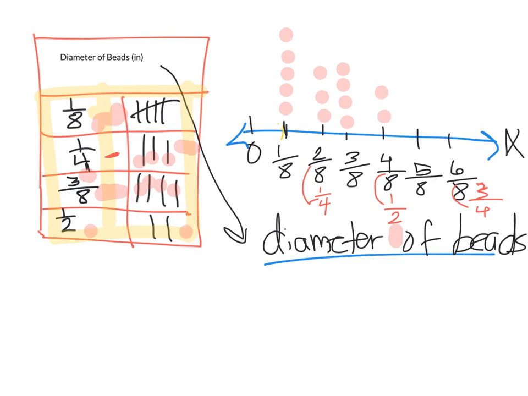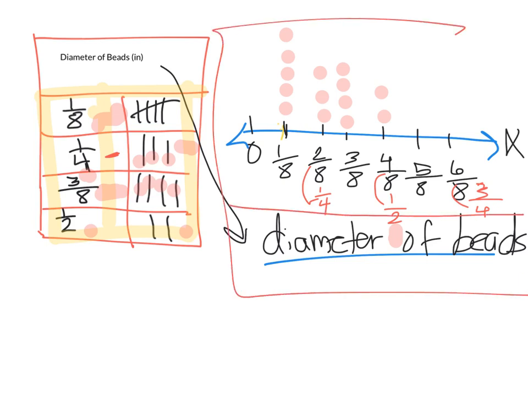So this right here is your line plot. This whole thing is what your line plot is. The dots are the same thing as your tallies. Okay?